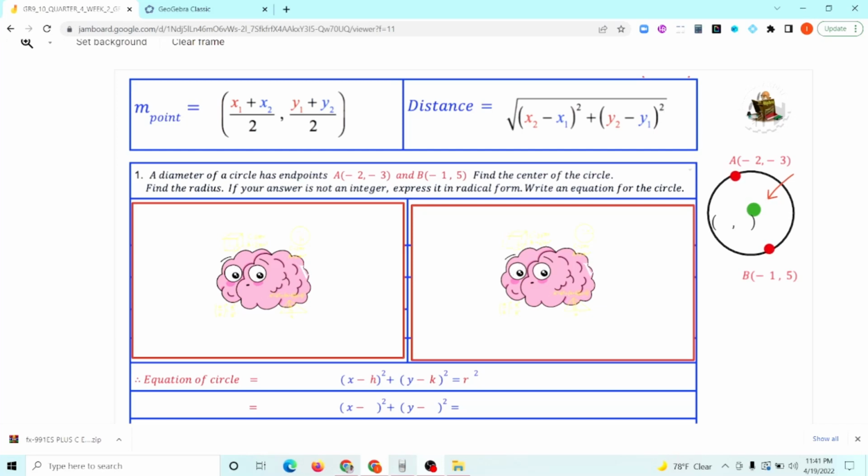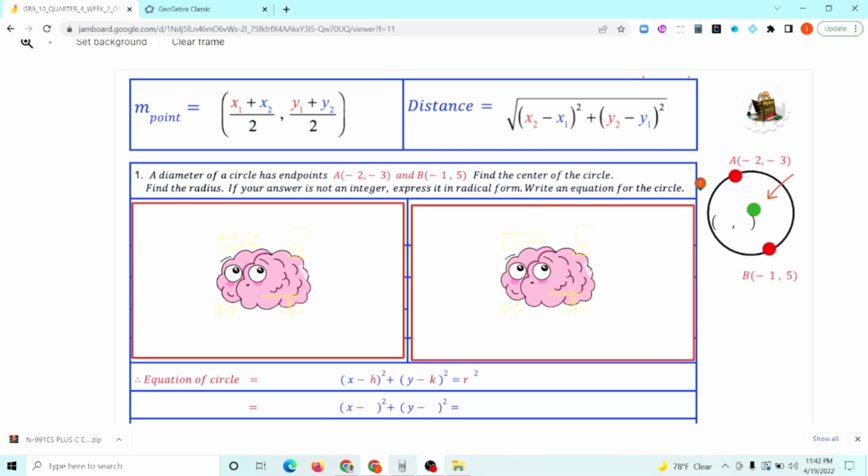Now, we have a problem here, and the problem is this. The question goes as follows. A diameter of a circle has endpoints A(-2, -3) and B(-1, 5). Find the center of the circle and the radius. If your answer is not an integer, express it in radical form and write the equation of the circle.